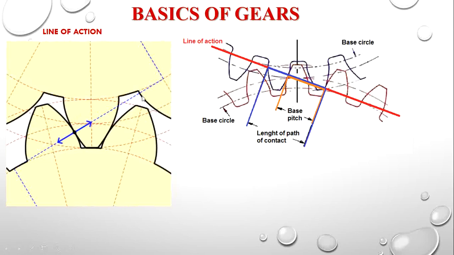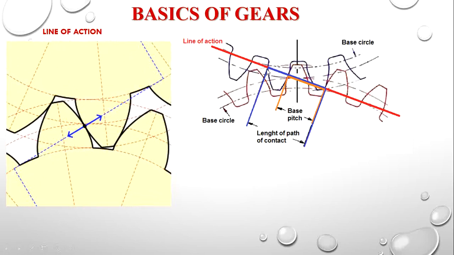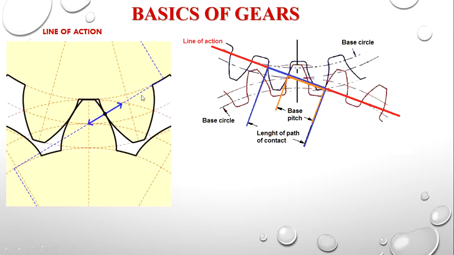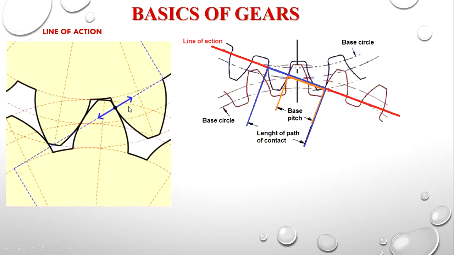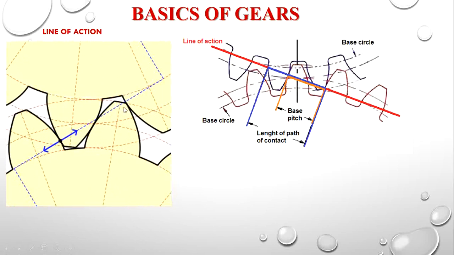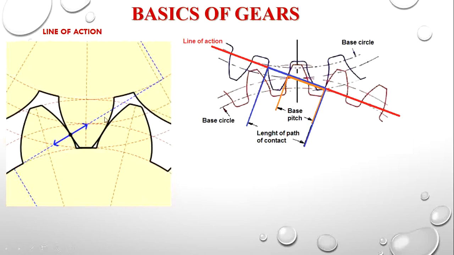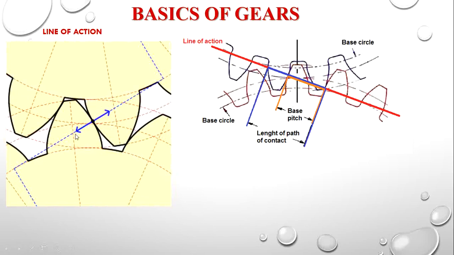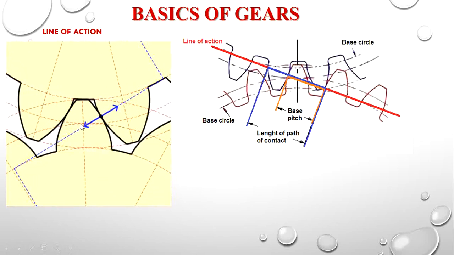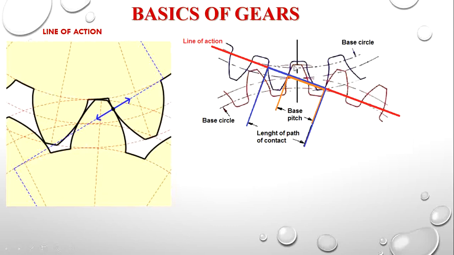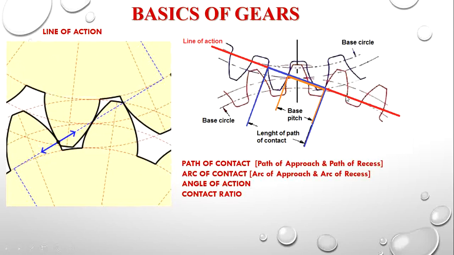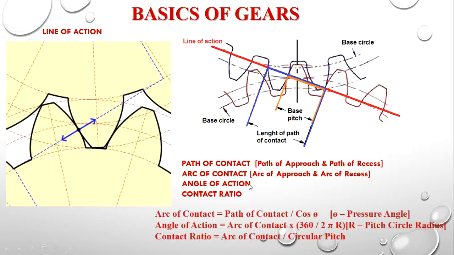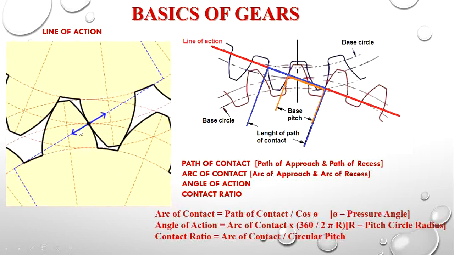Along this line of action, this is the length of path of contact. Why do we need this? Based on the length of path of contact, we can identify how many pairs of teeth will be in contact in a gear. That is called contact ratio. Based on the contact ratio, we design the gear and apply it suitably. So now we understand what the path of contact is. Furthermore, the terms are arc of contact, angle of action, and contact ratio. Arc of contact is, if you measure it linearly, the path of contact.